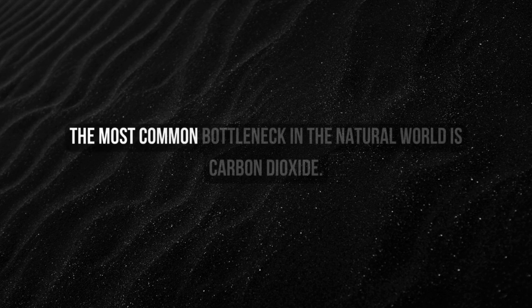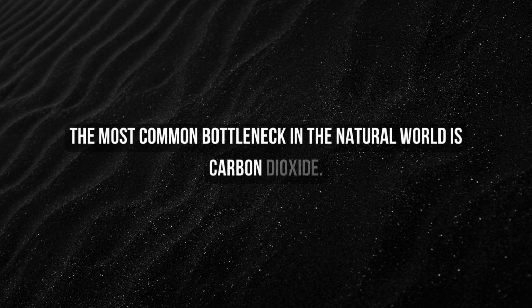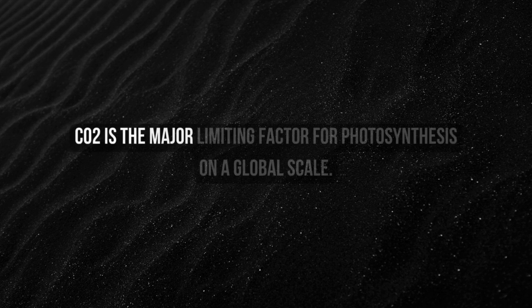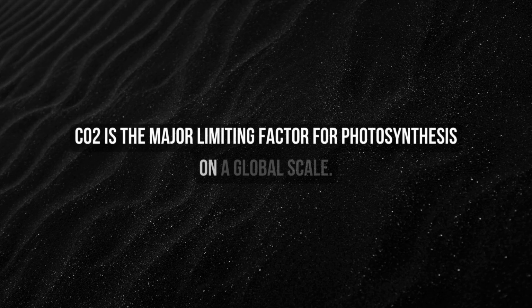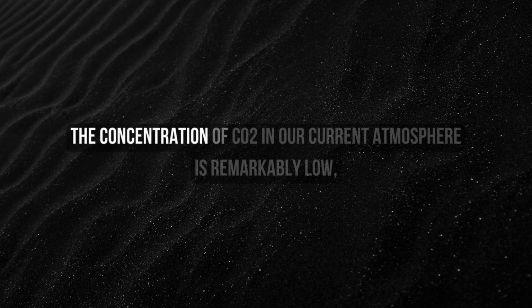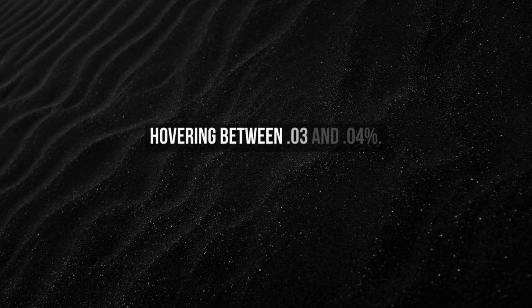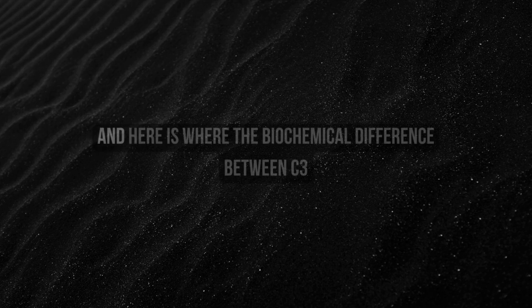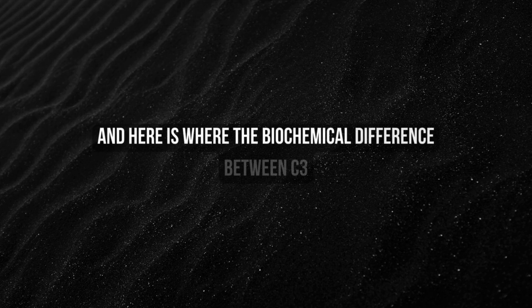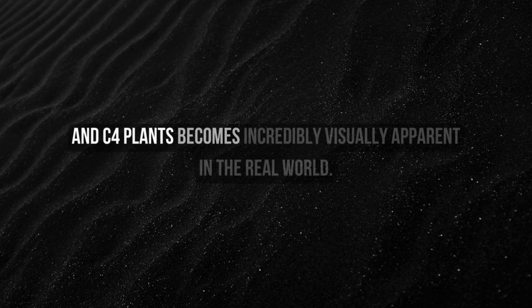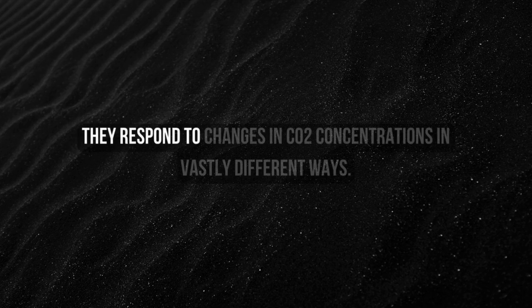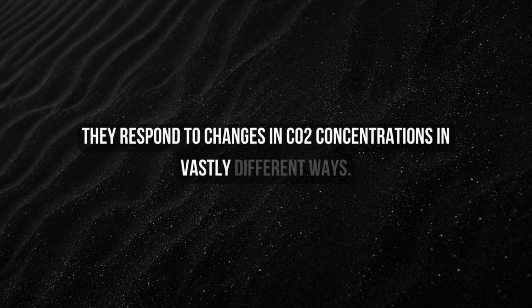By far, the most common bottleneck in the natural world is carbon dioxide. CO2 is the major limiting factor for photosynthesis on a global scale. The concentration of CO2 in our current atmosphere is remarkably low, hovering between 0.03 and 0.04%. And here is where the biochemical difference between C3 and C4 plants becomes incredibly visually apparent in the real world. They respond to changes in CO2 concentrations in vastly different ways.